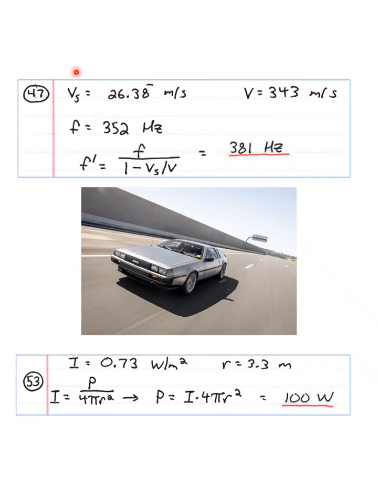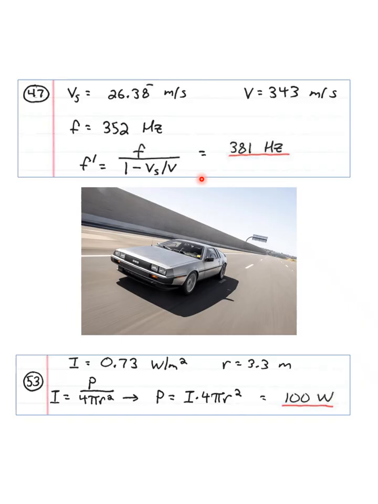All right, we need to get this in MKS units, so the speed of the source for the equation we use, V sub S, you should convert that, 95 kilometers per hour. You should get 26.38 repeating meters per second. Speed of sound, 343 meters per second. The emitted frequency is 352 hertz. We're going to use the equation for a source of sound that is moving and approaching. And it's this equation that f prime, the perceived frequency, is f over 1 minus speed of the source over speed of sound. You should get 381 hertz.